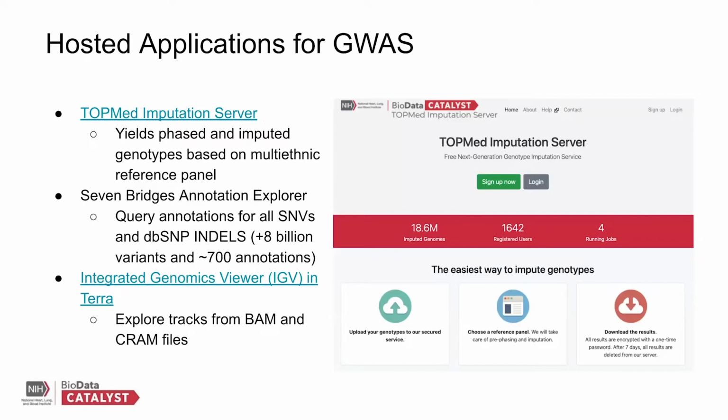There's several hosted applications in our ecosystem that you can leverage for GWAS. This includes the TopMed imputation server, which yields phased and imputed genotypes based on the multi-ethnic reference panel available from TopMed. You can use the Seven Bridges Annotation Explorer to explore different variants of interest. There's also the Integrative Genomics Viewer in Terra, which can let you explore tracks from BAM and CRAM files.